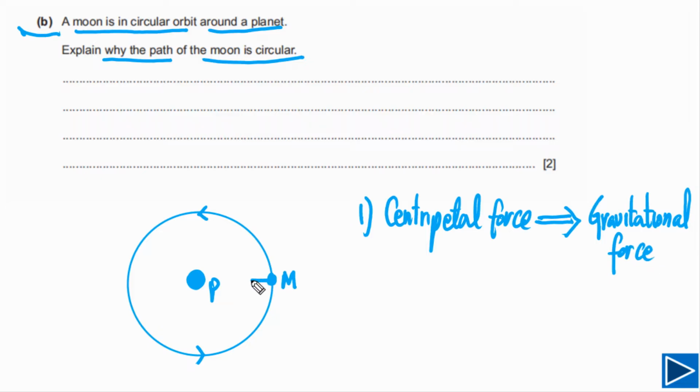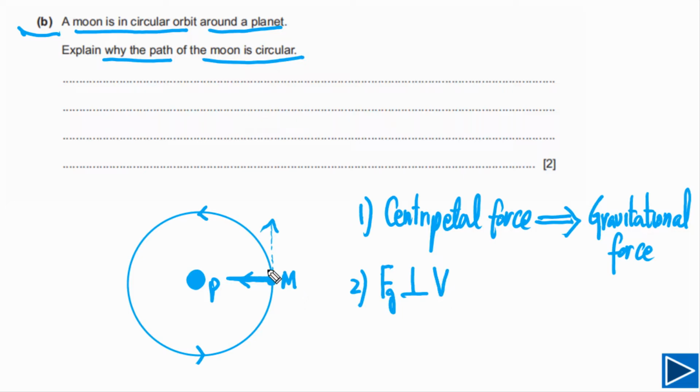Meaning force on this moon by the planet. So this one is the gravitational force. So this is our 1 point we can write down. Now we need to understand as this moon is moving in a circle, in a perfect circle, the angle between this force and velocity of the moon has to be 90 degrees. So we can say the angle between gravitational force and the velocity of the moon is 90 degrees.